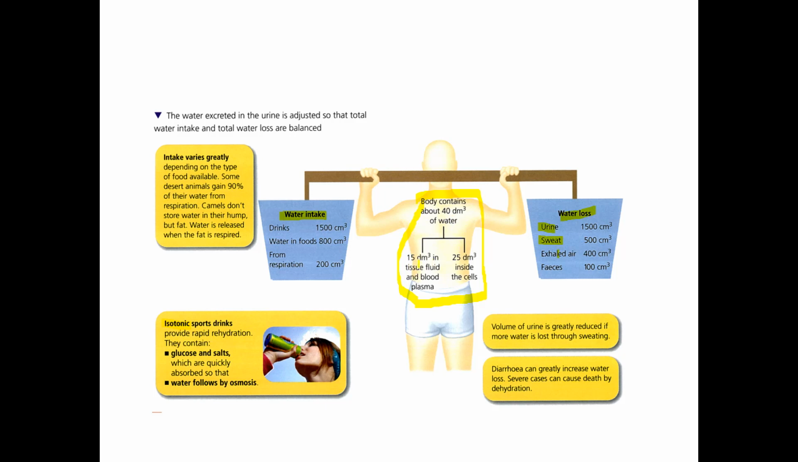Inside our body, the body contains about 40 cubic decimeters of water. For example, 15 of it is in tissue fluid and blood plasma, and 25 is inside the cells.